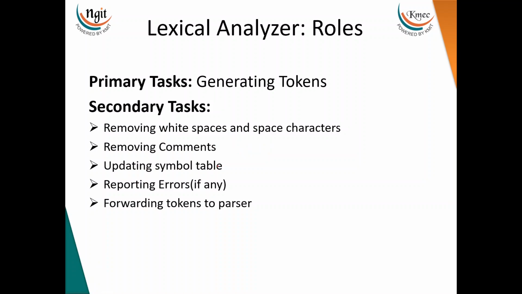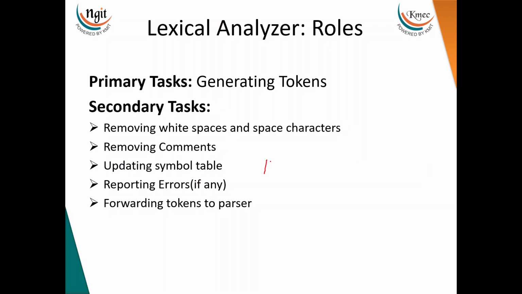Not only that, if an identifier is detected, it will call the update symbol function and update some information. If any error occurs, it will be reported to the error handler with a message. You have to take care of all these things while developing the lexical analyzer. Then, once the tokens are generated, we should have some mechanism to pass all those tokens in sequence to the next phase of the compiler, which is nothing but the parser.